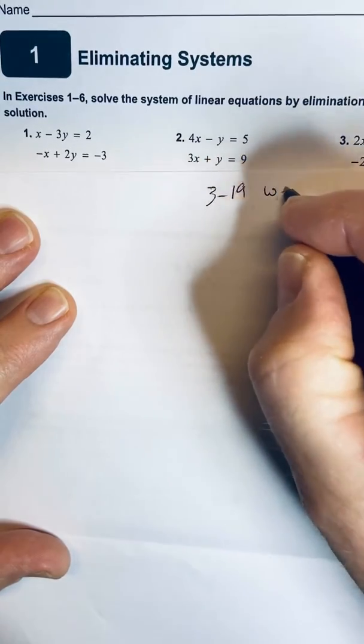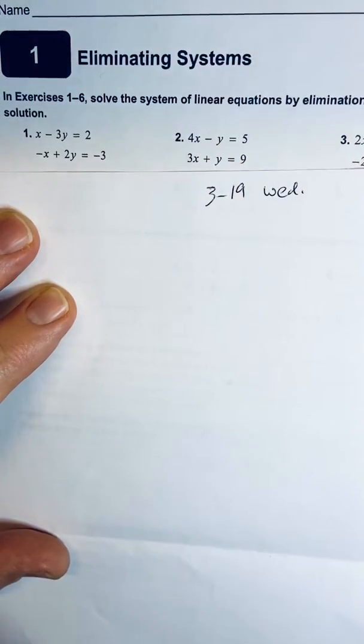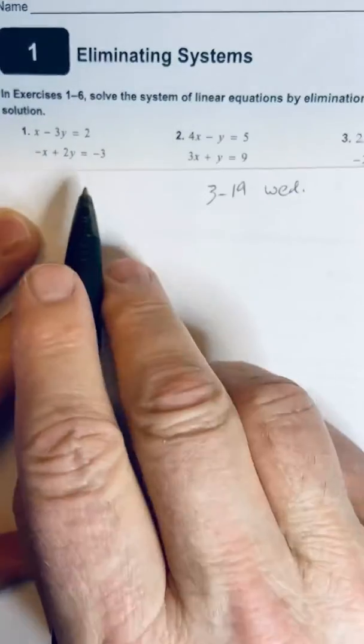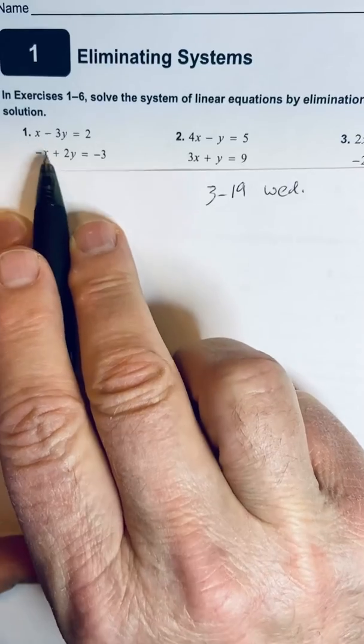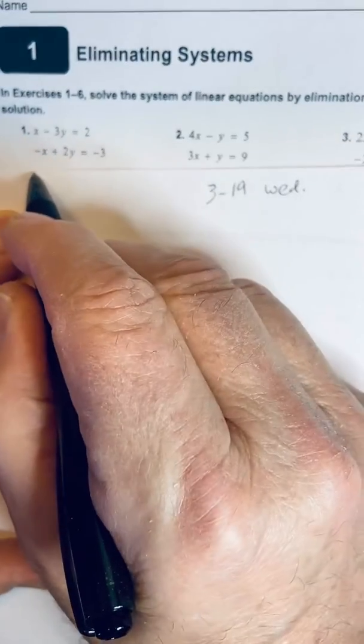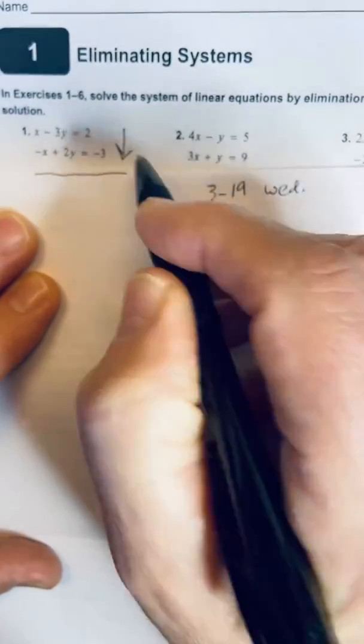3/19, or Wednesday's work. It says eliminating systems. So what we're looking for is trying to eliminate x or y. And notice that the x's are opposite signs of each other. So all we have to do is go ahead and combine these two vertically.